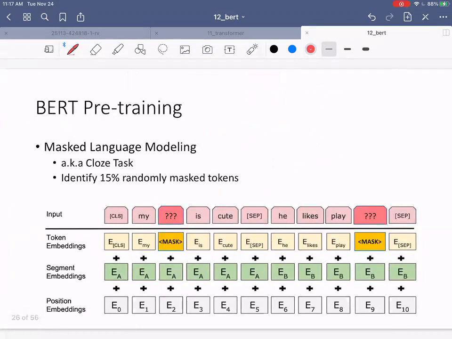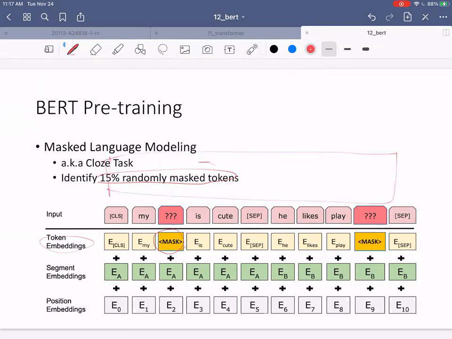All right, so BERT pre-training. BERT has this bidirectionality, but it is no longer a classical language model. It's not trying to predict the next word or the previous word. What it does is randomly mask 15% of the tokens. Previously it was my dog is cute and he likes playing. Now you randomly select 15% of your token embeddings and mask them. Your input would also be masked.